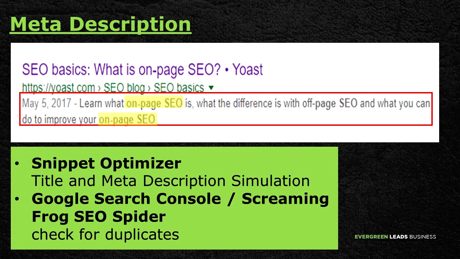All right, next one is that it should contain a focus keyword. If the search keyword matches the text in a meta description, that's going to be a big advantage here. Google will be more likely to use that meta description and highlight it in the search results.